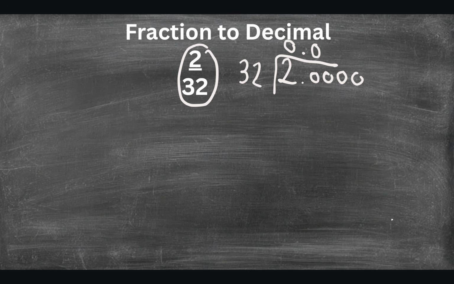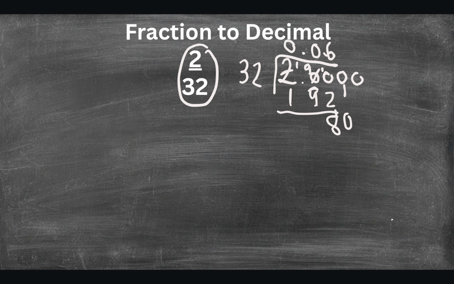So now 32 goes into 200 6 times. And 6 times 32 is 192. Okay, now let's subtract. I'm going to have to borrow a 10 from here, so that becomes a 1. This becomes a 9. 0, that's now a 10 right here. 10 minus 2 is 8, and 9 minus 9 is 0, and 1 minus 1 is 0. So now let's bring this 0 down.